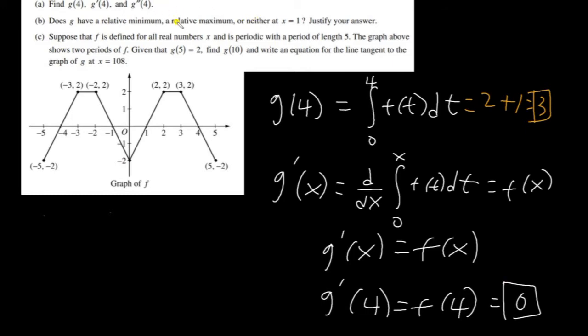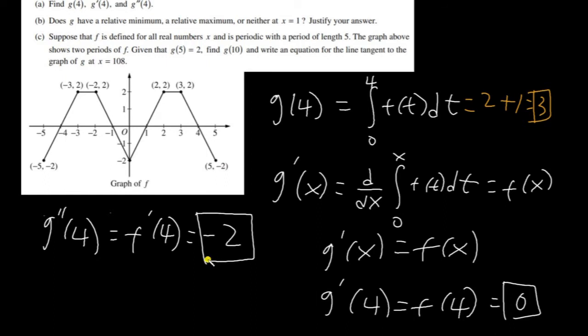Finally, we're asked g double prime of 4. Well, since g prime of x is f of x, we can go one step further and see g double prime of x is f prime of x. So g double prime of 4 is f prime of 4. That's the slope of the line at x equals 4. So that's the slope of this line segment here. And since when we go over 1 in x, we go down 2 in y, the slope is negative 2. If you want, you can use these points and actually find the slope, but that'll take too long.